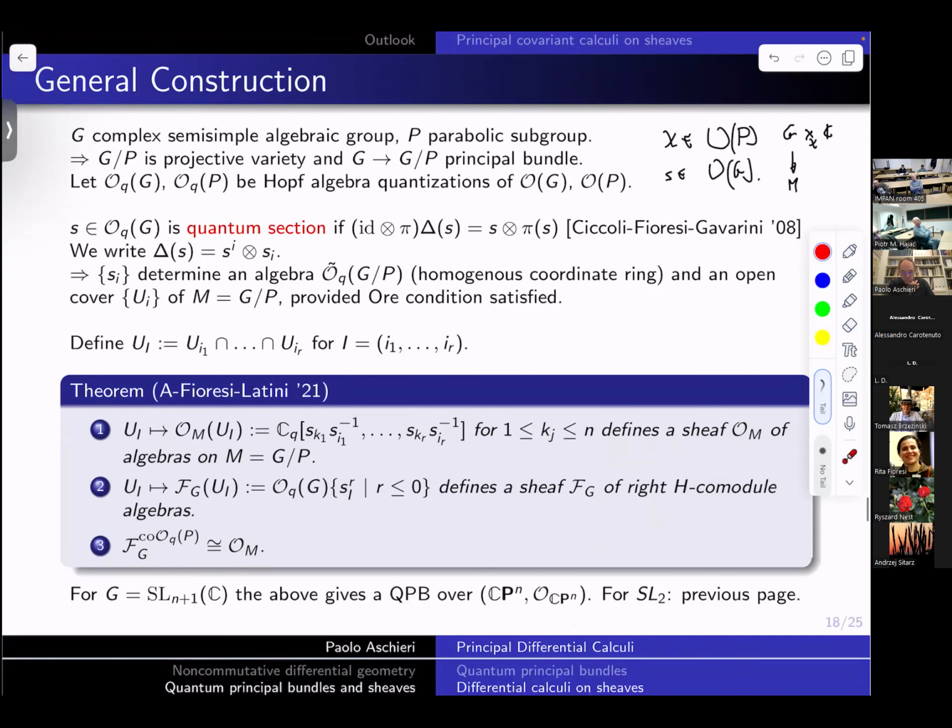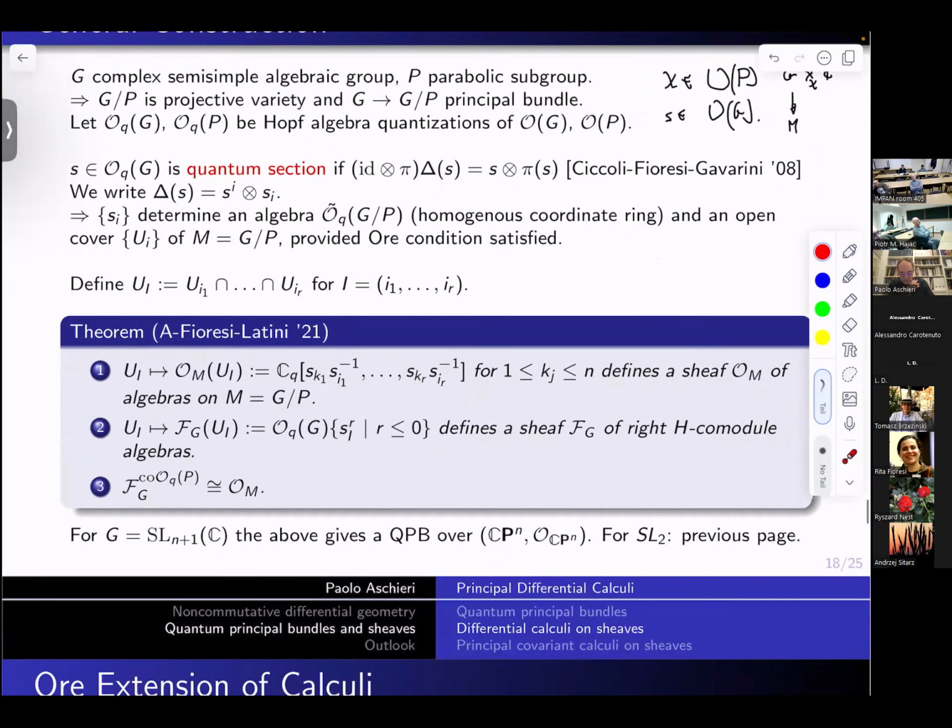So the construction of this algebra of homogeneous coordinate ring can be enhanced to construct not only this algebra of homogeneous coordinate ring, but the full Hopf-Galois quantum principal bundle. So also the algebras, the H-comodule algebras.